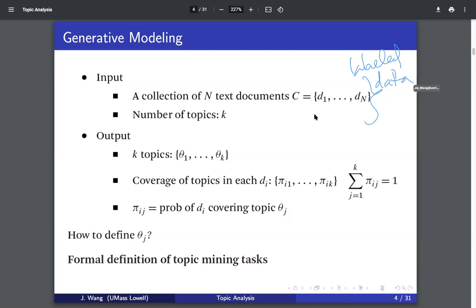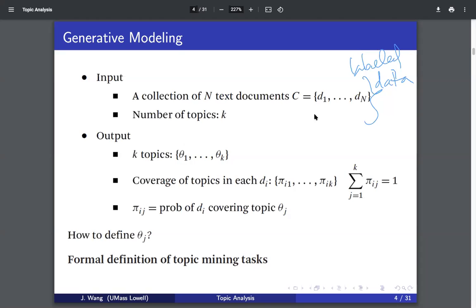Our ultimate goal is to develop a model by learning from this label data, so that I can put a correct, or more or less correct, label on an unseen document. So in the future, when you come up with a new document, I want to know what this document talks about, by using this model I trained on the label data.